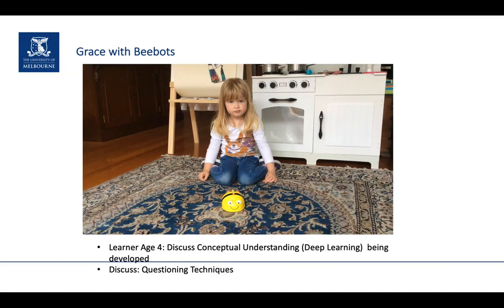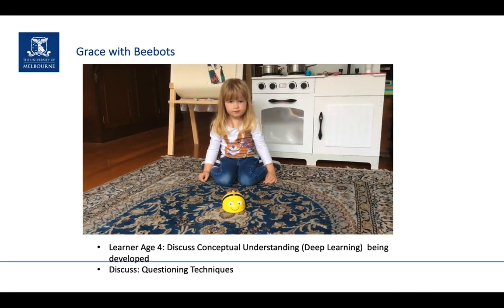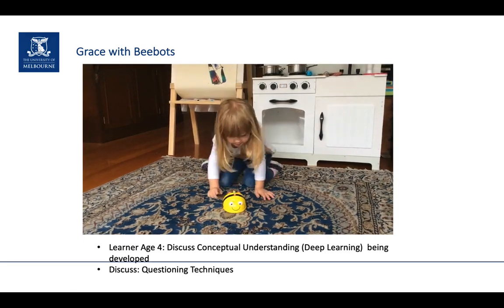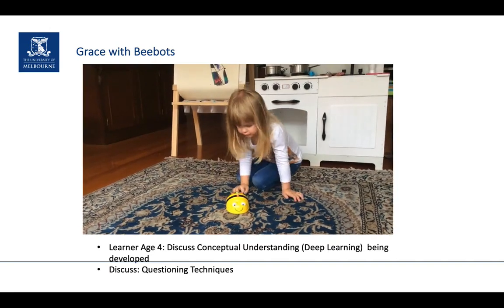Here we have a 4-year-old student who is beginning to learn about how a codable robot works. In this case, we have a Bebot. So Gracie, what are you going to do? I'm going to press it going forwards and backwards.